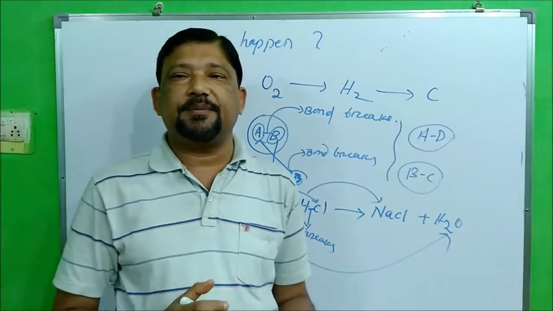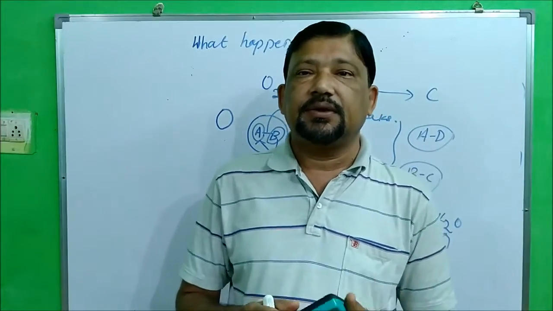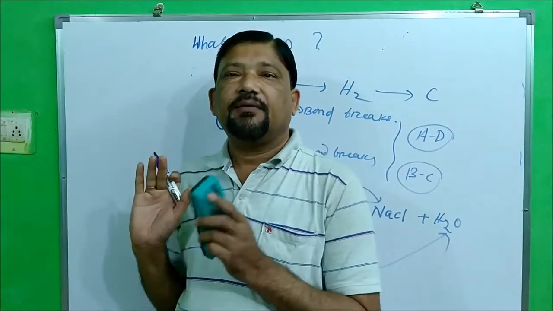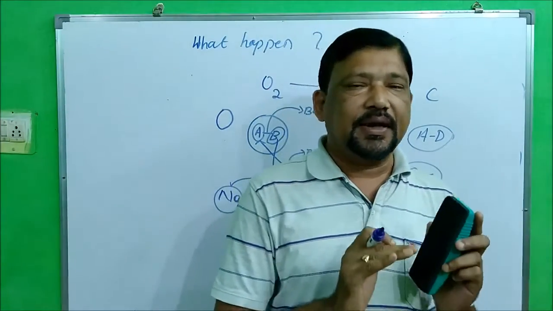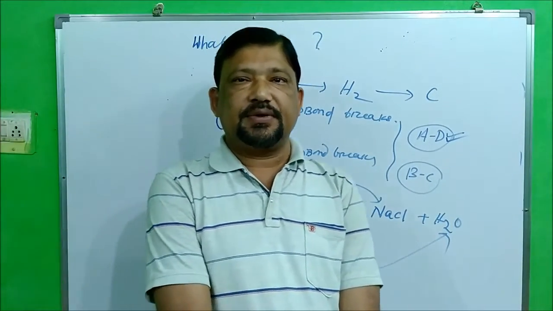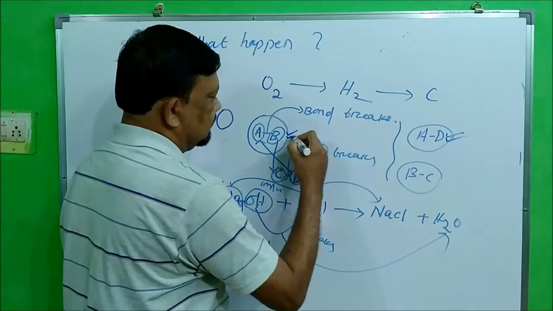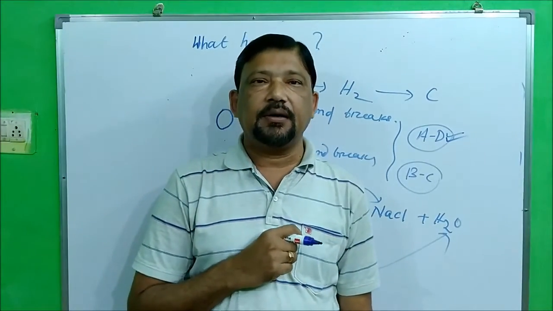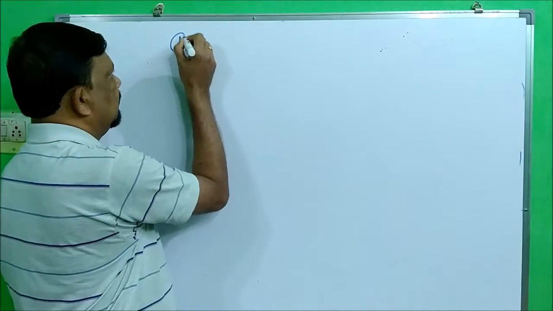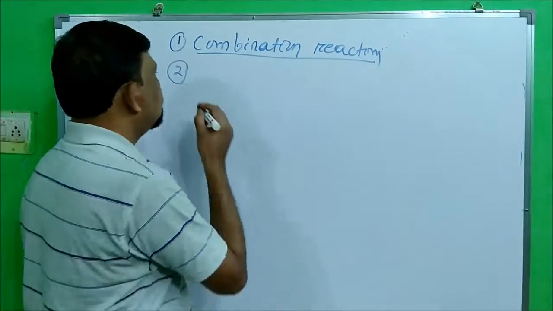So breaking and formation of new bonds are there, and the atoms get reshuffled and reunite to form new substances. Old substances are breaking and new substances are forming. This is happening during the chemical reaction. So depending on the way of formation of new substances and the way of breaking the old substances, there are 5 types of chemical reactions. So the first one is combination reaction. Second one is decomposition reaction.